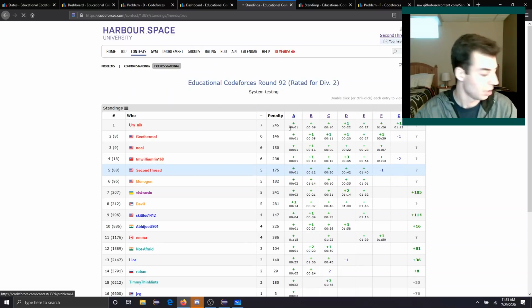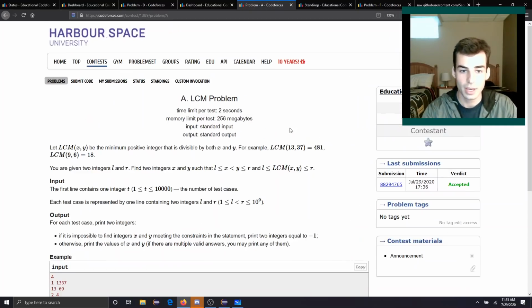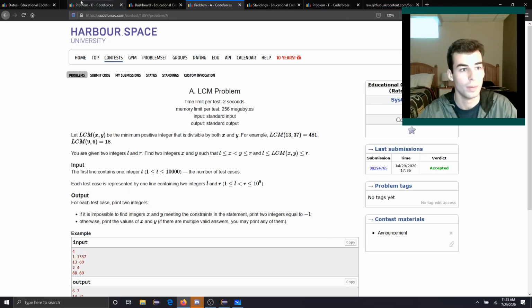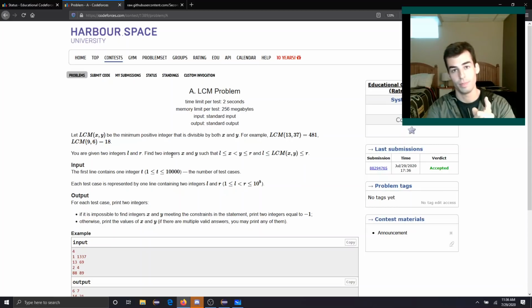Very good. Problem A. So problem A was, I thought, a good problem A. In problem A, you're given two integers, which are a lower bound and an upper bound, and you need to find some pair of integers between them where the integers are both in that range, they're different, and also the LCM of the two integers is in the range.